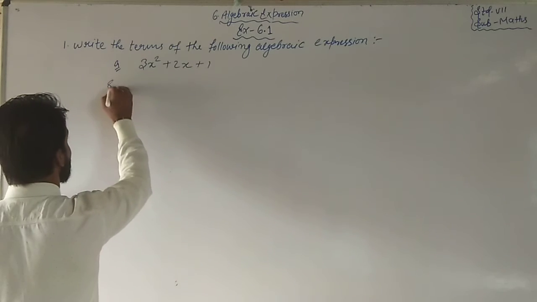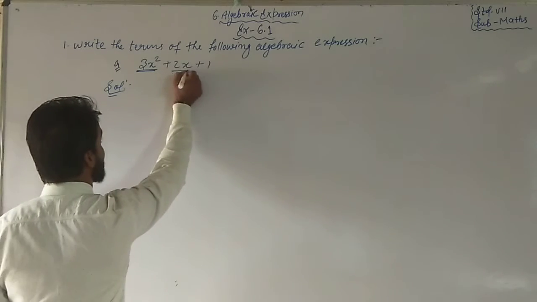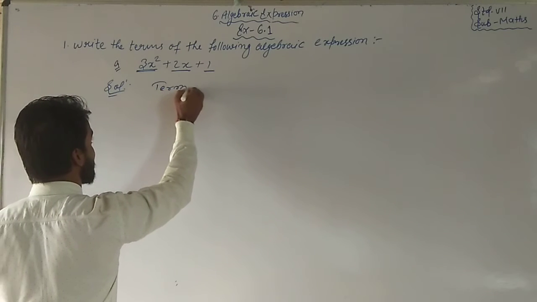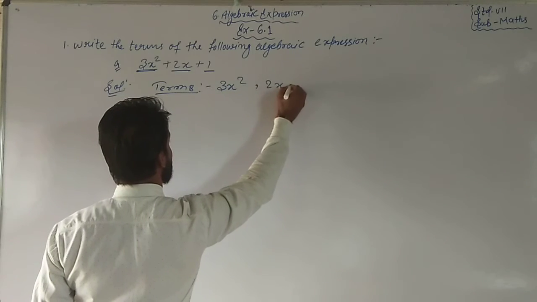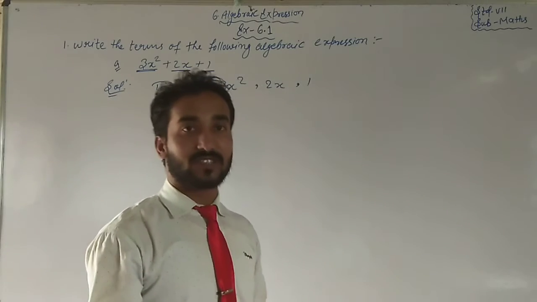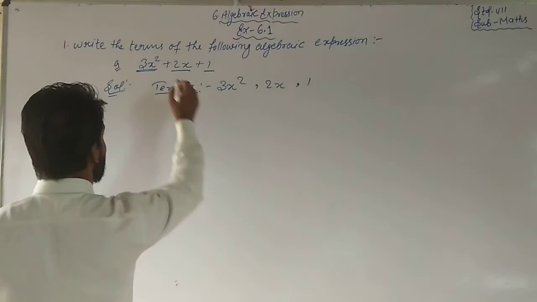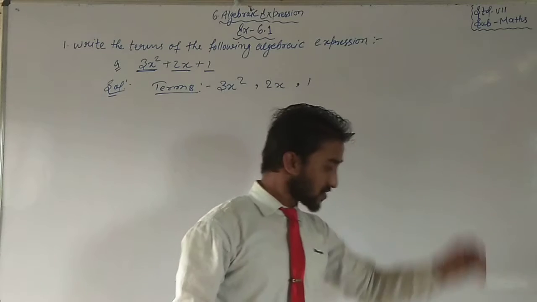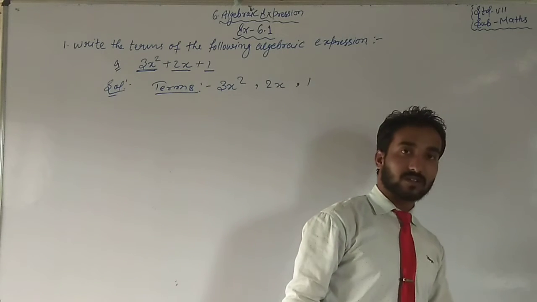If I talk about terms, which terms are there? 3x square, 2x, 1. These all are terms. Without the mathematical symbol, the variables and constant numbers present in the expression, that is a term. Okay students? I think you have understood this question. One more question is given, so it's your turn to do.